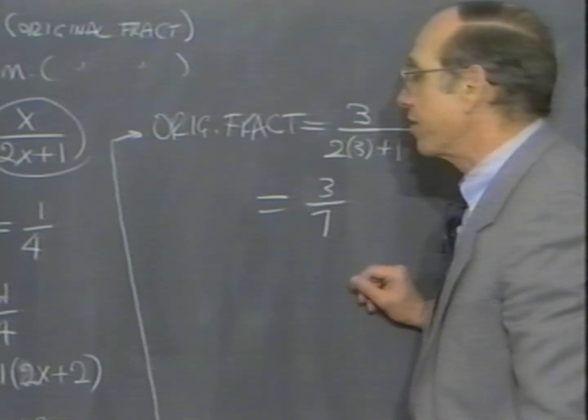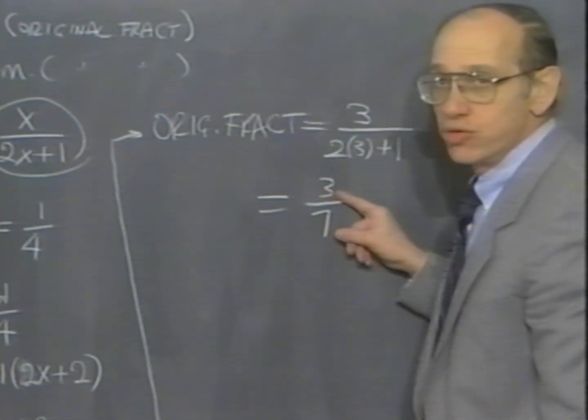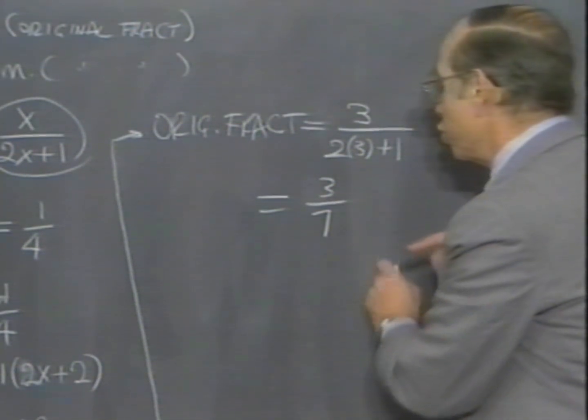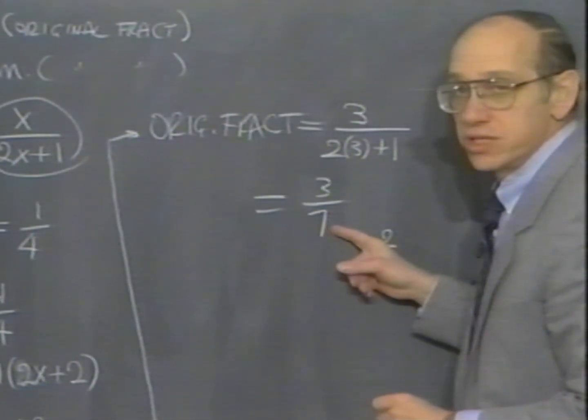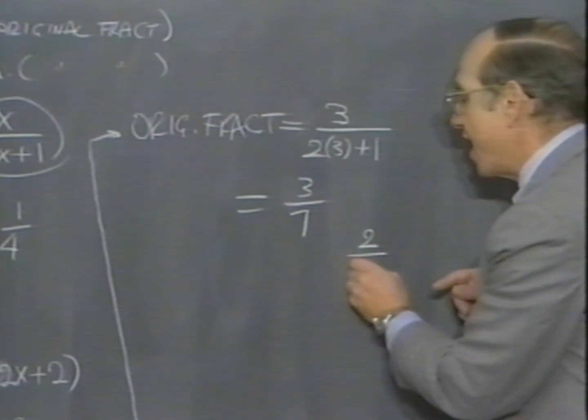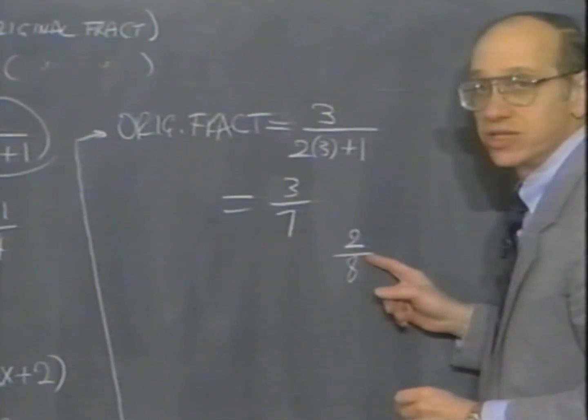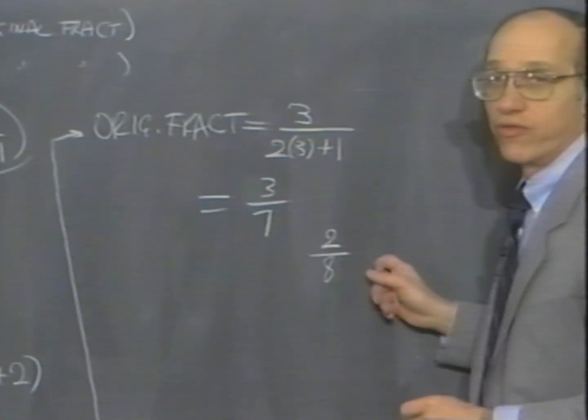And let's just check that. If we decrease this numerator by 1, it becomes 2. And if we increase this denominator by 1, it becomes 8. And 2 over 8 is exactly equal to 1/4.